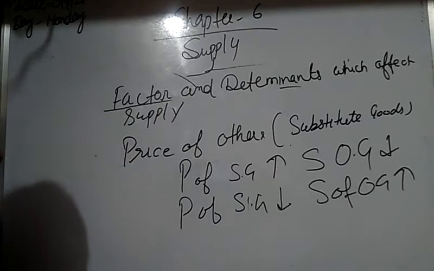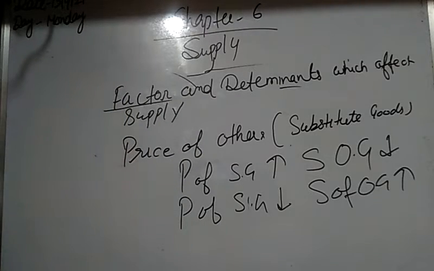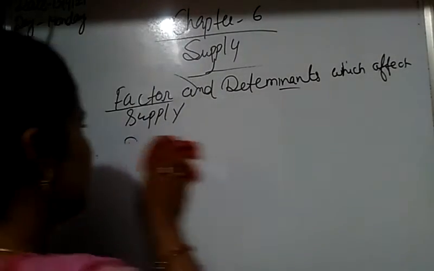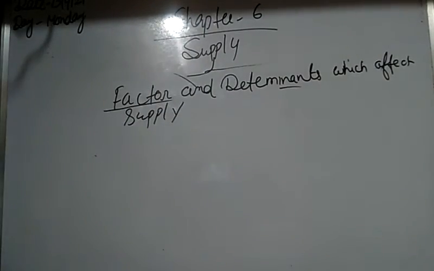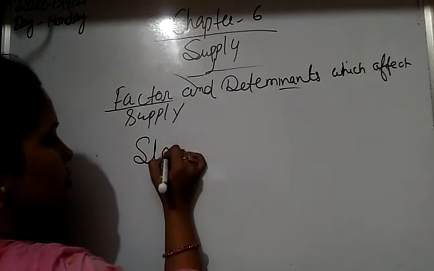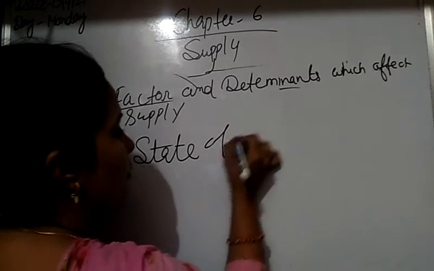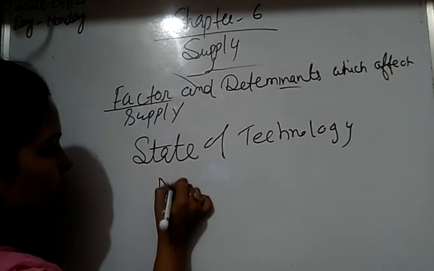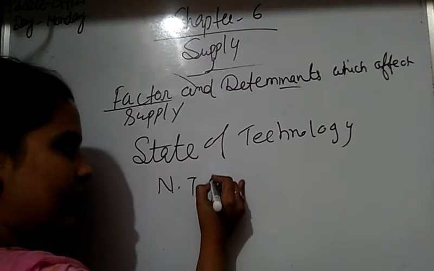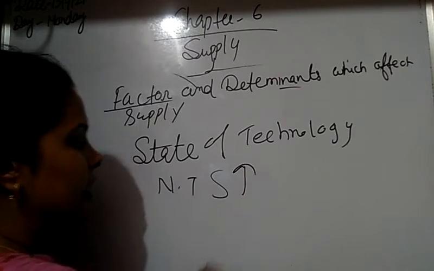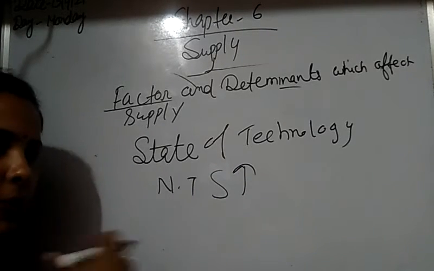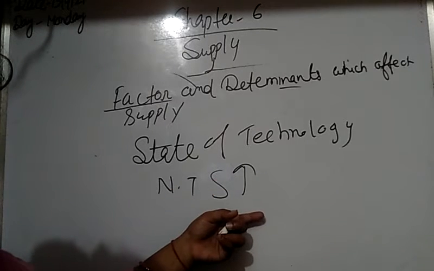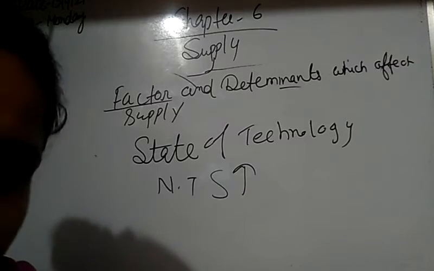Okay, next is state of technology. Students, technology changes according to the time. So if new technology is there, the supply of a commodity increases because, due to new technology, the number of products is increased. When the number of products is increased, supply is obviously increased.